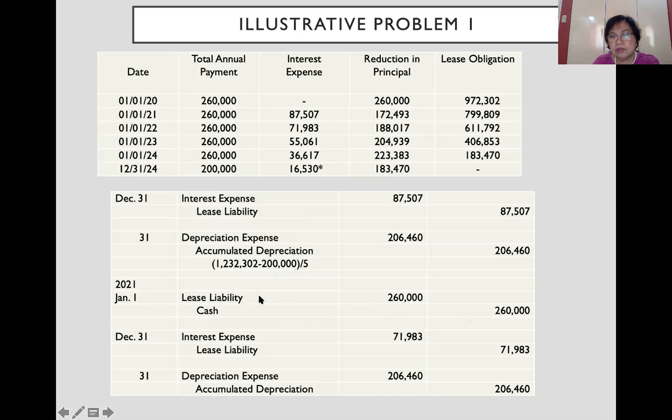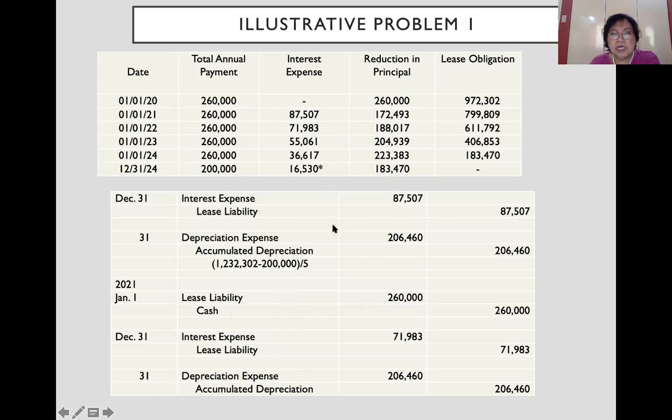The full amount already is debited to lease liability because we have included the accrued interest to the lease liability balance the day before this periodic payment, and that was at the end of the reporting period. Again, on December 31, based on your amortization table, you have to accrue this interest expense and credit lease liability and take up also your depreciation expense.